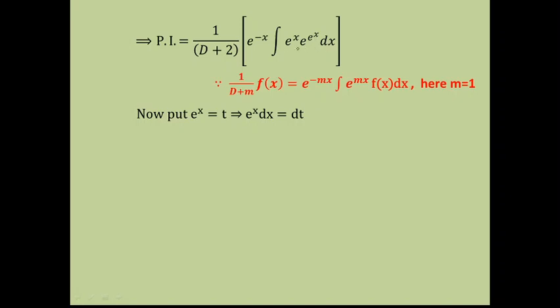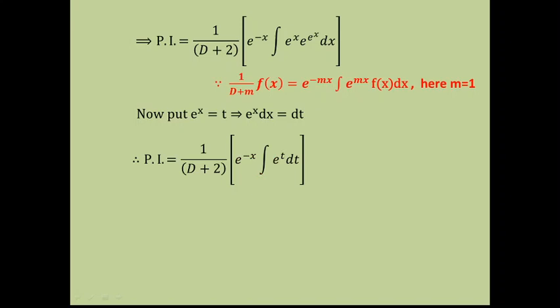Now the question is how to simplify this integral. You can see here we can make use of substitution, that is e raised to x is equal to t. Differentiating this, we get e raised to x dx is equal to dt. See here, this substitution is meant only for evaluating the integral. It is to be used for this integral only, not everywhere.